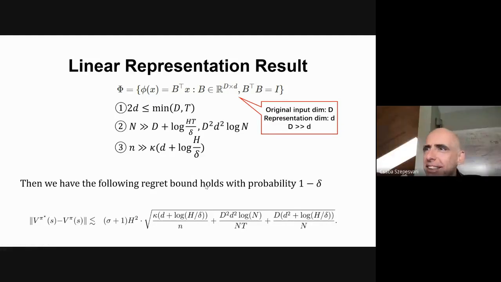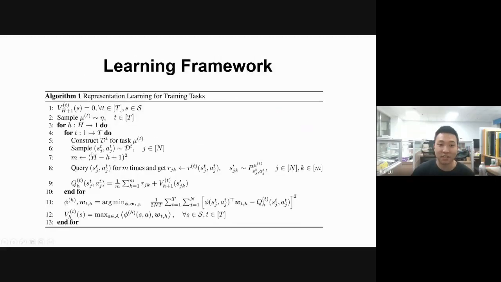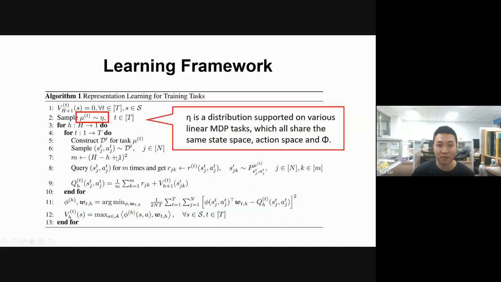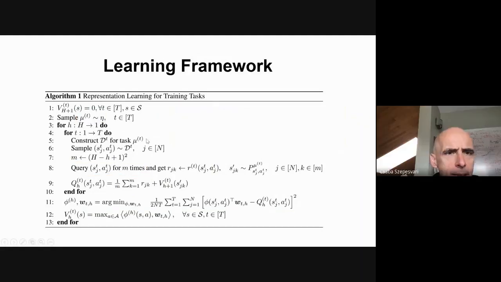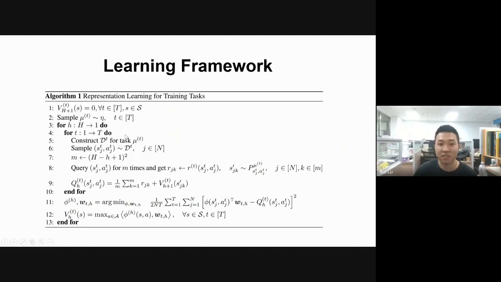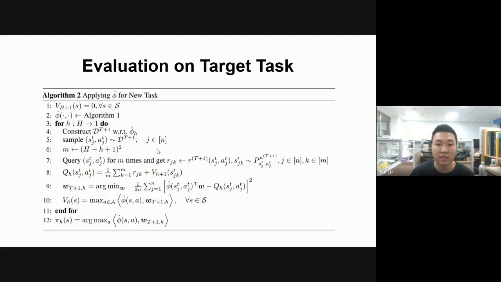Yeah, what's capital N? I just got lost. Capital N is here. You sample capital N state-action pairs from this distribution. That is the sample complexity for the training task. I see. And small n is the number of samples you used for the target task. Here.